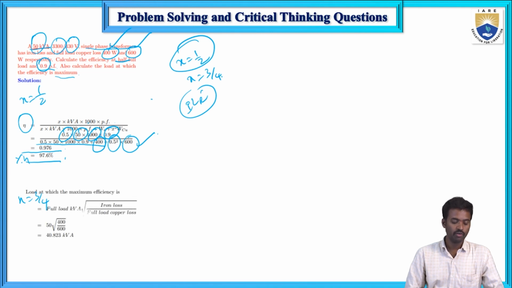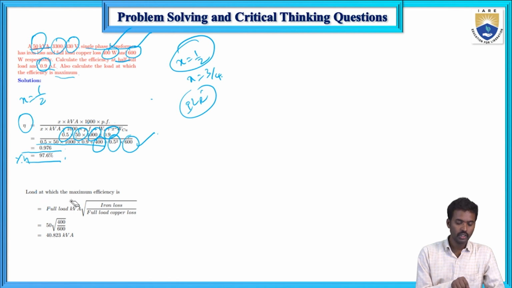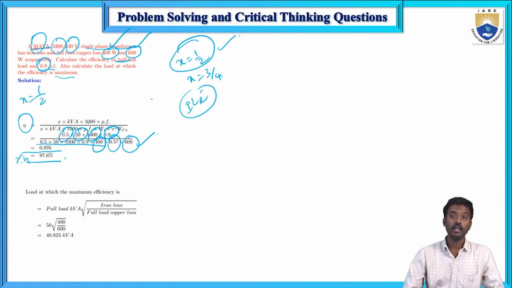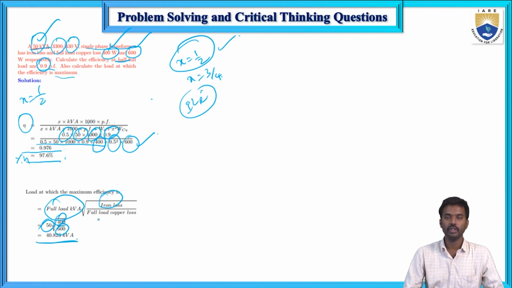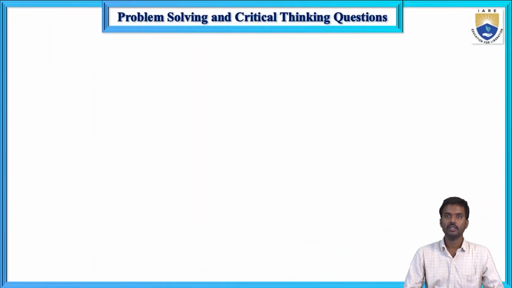If it is 3 by 4th load, so not 3 by 4th load, here only half load. At maximum efficiency condition, the load equals full load kVA is 50 and the iron losses 400 and copper losses 800. That value equals 40.823.